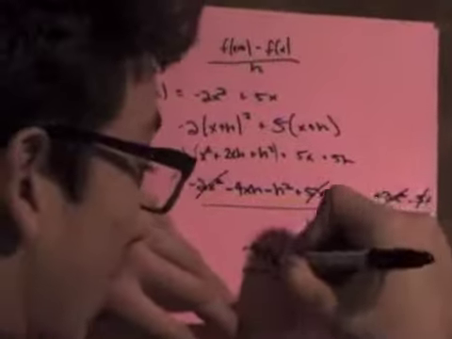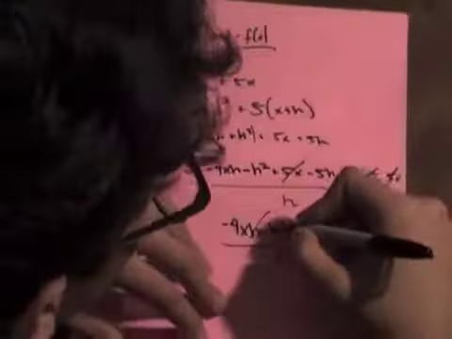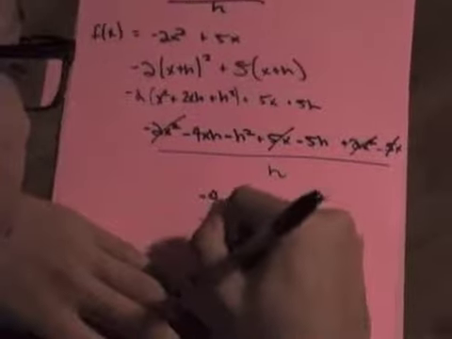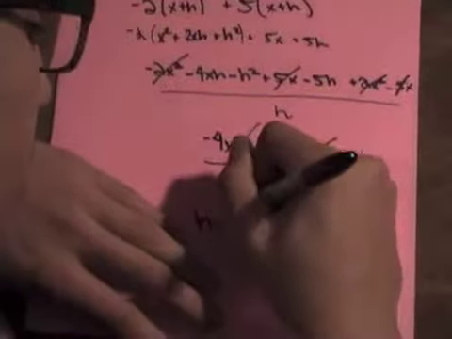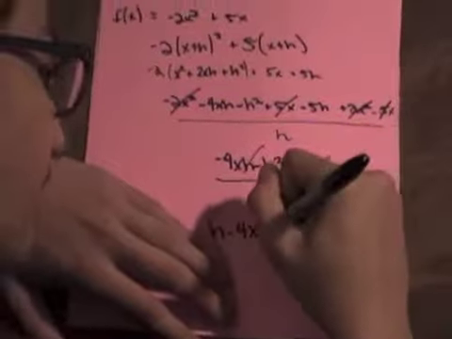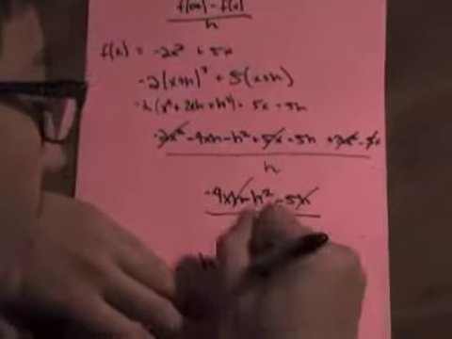Now we're just going to cancel out an h. This h gets canceled out, this h gets canceled out, we're going to lose one h here. And then we're left with negative h minus 4x plus 5. And that's your answer. And that's pretty much how the difference quotient works.